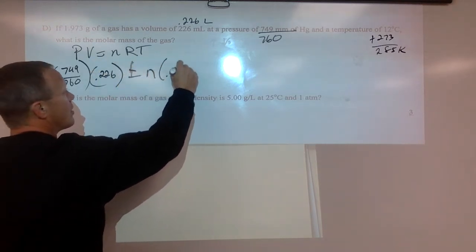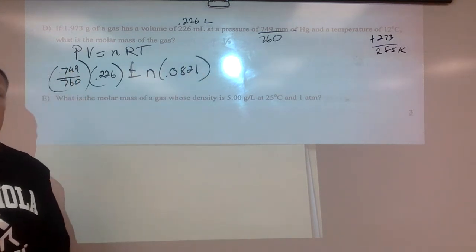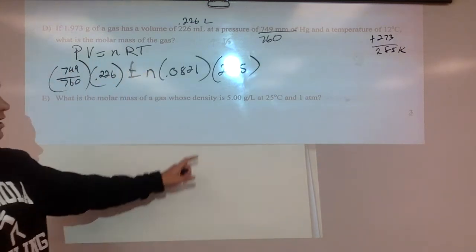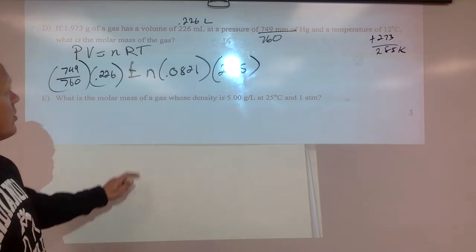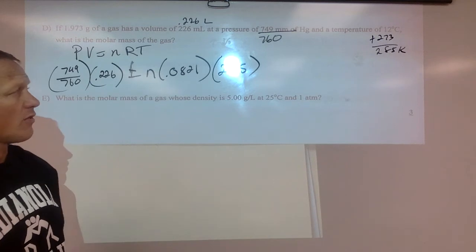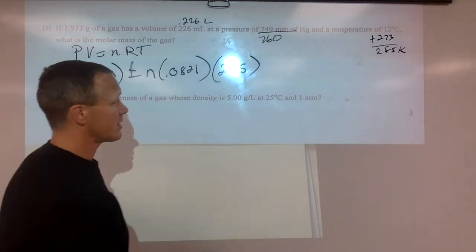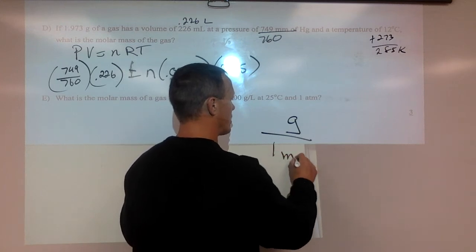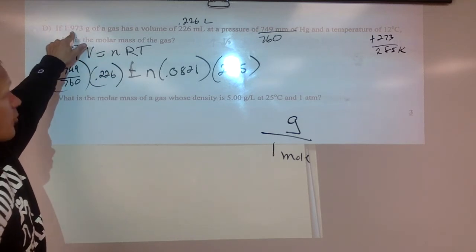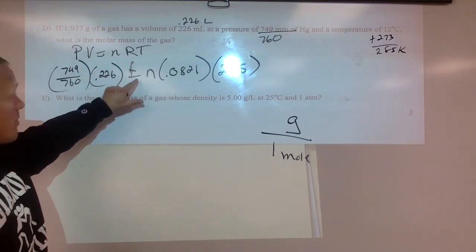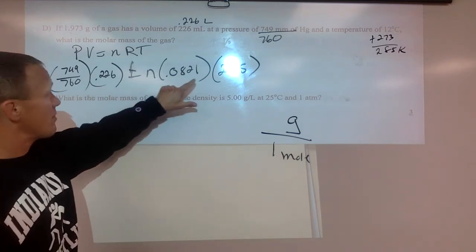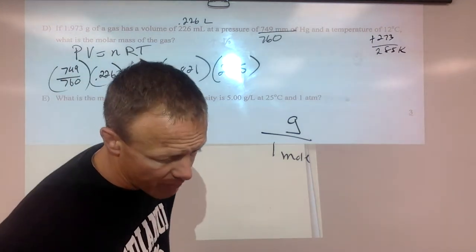I don't know what moles are. R is 0.0821, always, unless we have different labels. And our temperature is 285 Kelvin. Sorry about the glare on the screen. So I'm going to solve for moles. It gives us grams. It's asking what is the molar mass of the gas. So before we solve, think about what molar mass is. Molar mass is the number of grams in 1 mole. If we figure out how many moles we have, we can set up a proportion and figure out how many grams are in 1 mole. So if I multiply these, divide by these two, I get moles of 0.009525.